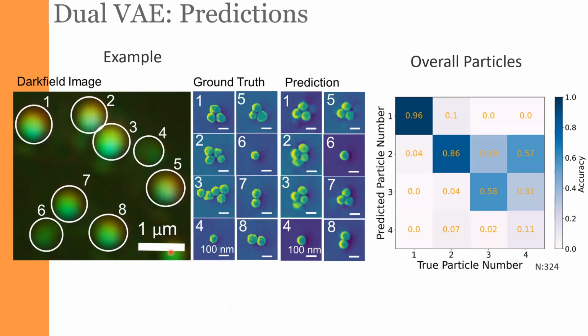Notice the scale bar here. So this is an optical image. Each blob is one of these particles, right? The monomer, dimer, trimer, tetramer, and so on.